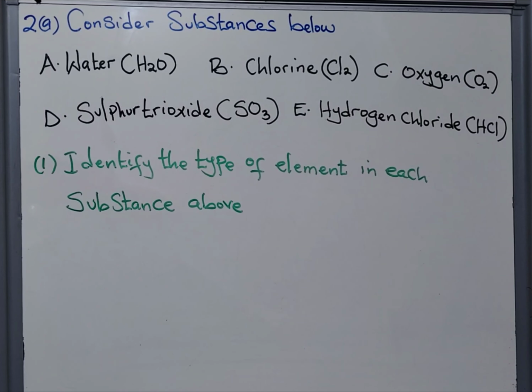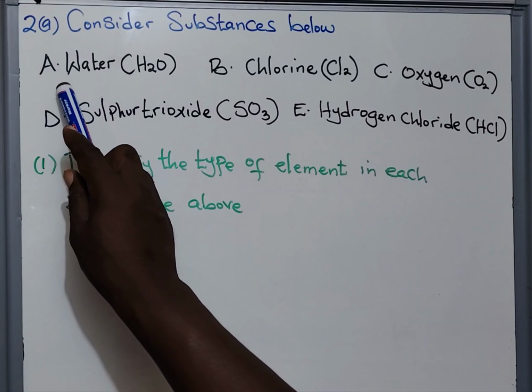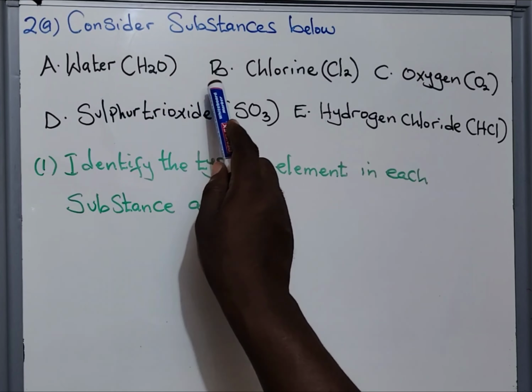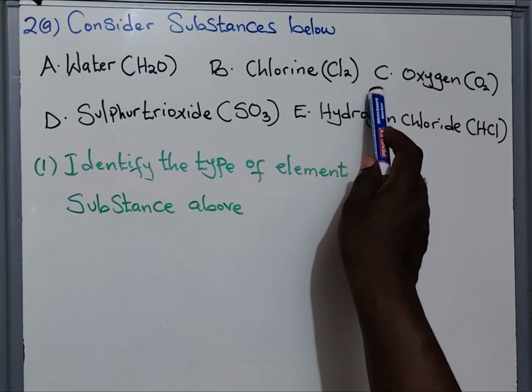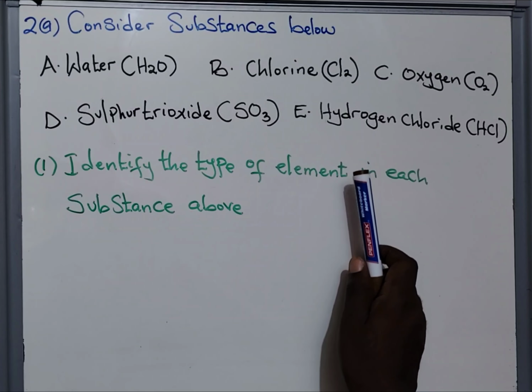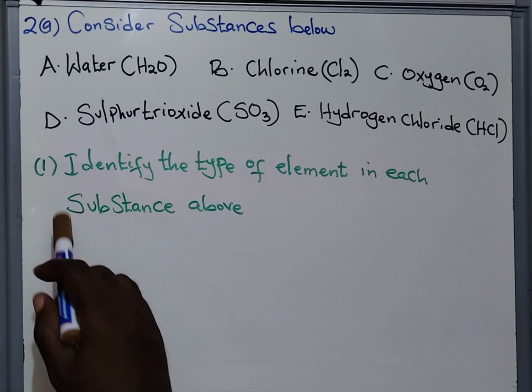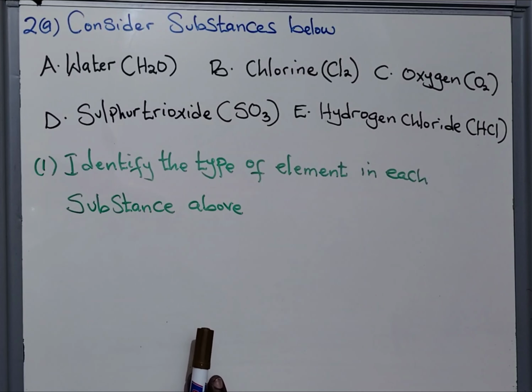Yeah, then comes this question. Grade 8 Natural Sciences. The question says, consider substances below. A is water, B is chlorine, C is oxygen, D is sulfur trioxide, and E is hydrogen chloride. And the question says, identify the type of element in each substance above.